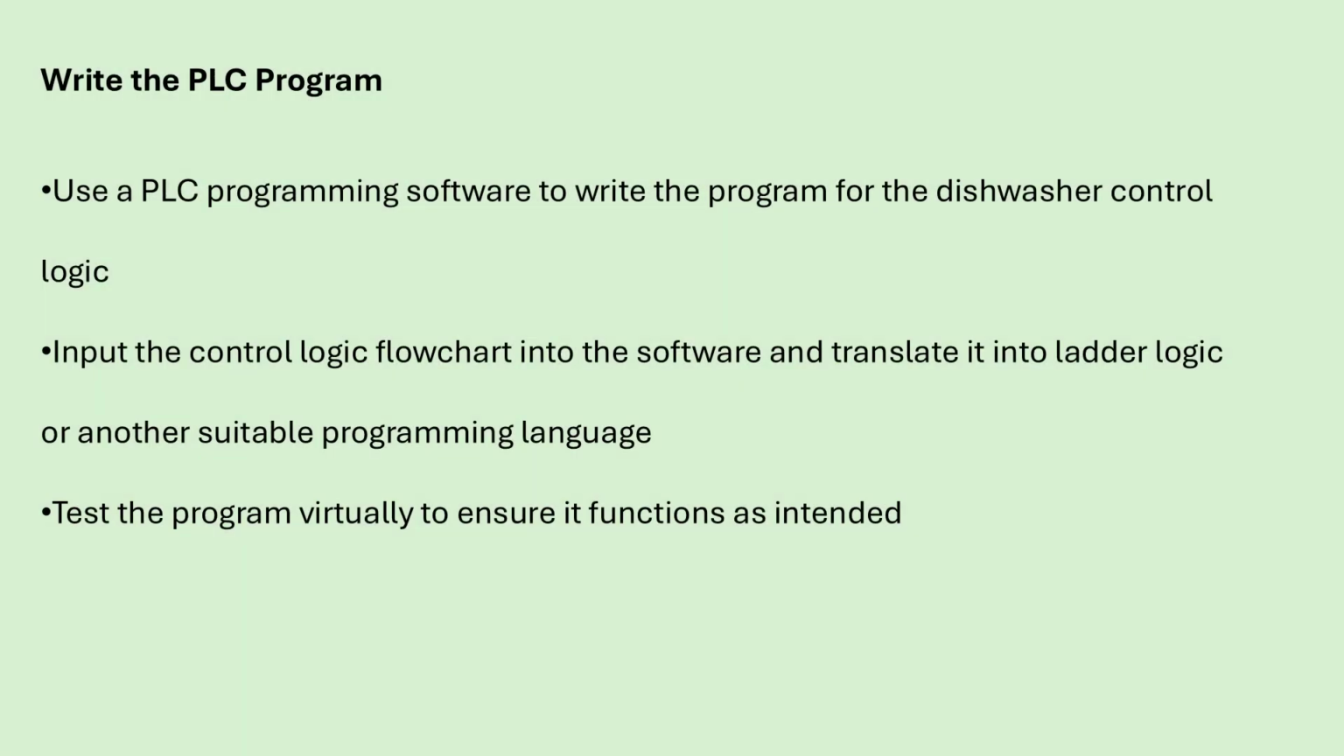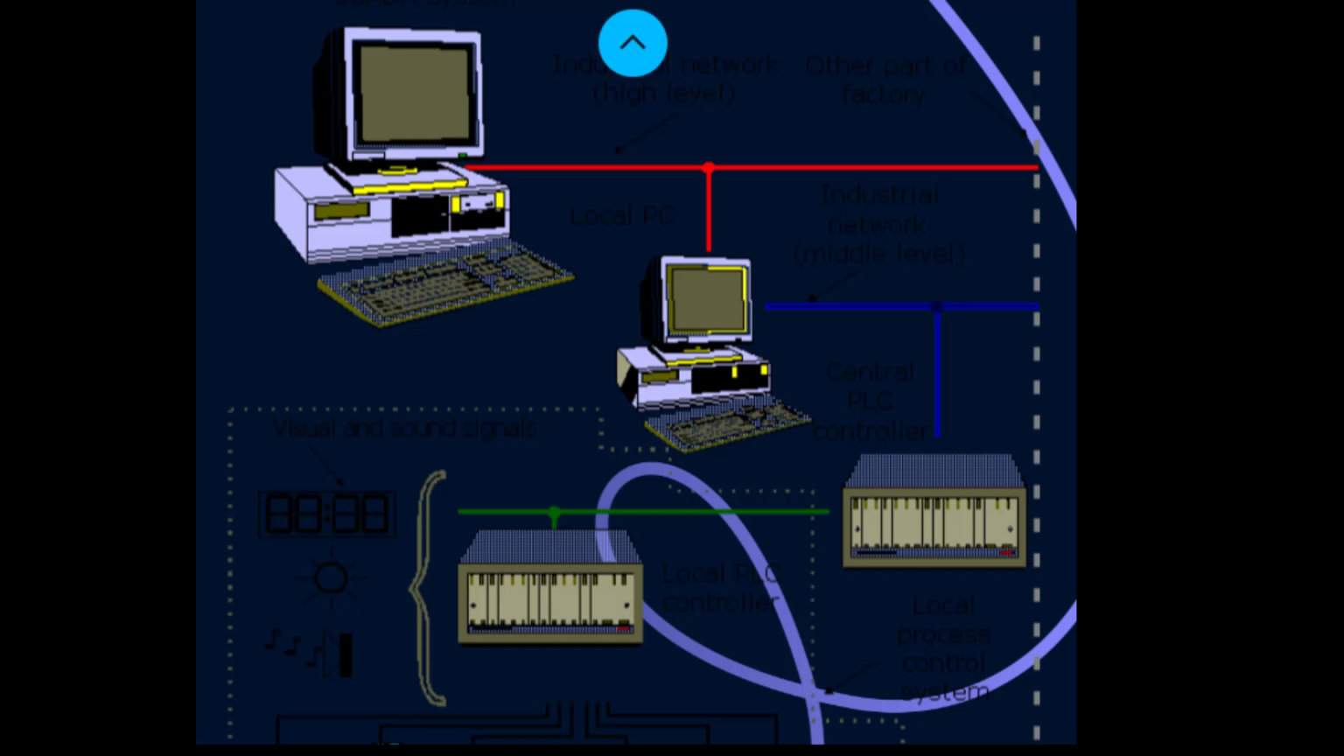Write the PLC program. Use PLC software. You will need software such as Siemens TIA Portal, Allen Bradley RSLogix, or Mitsubishi GX Works to write the PLC program. Translate flowchart to code. Convert the flowchart into a PLC programming language.